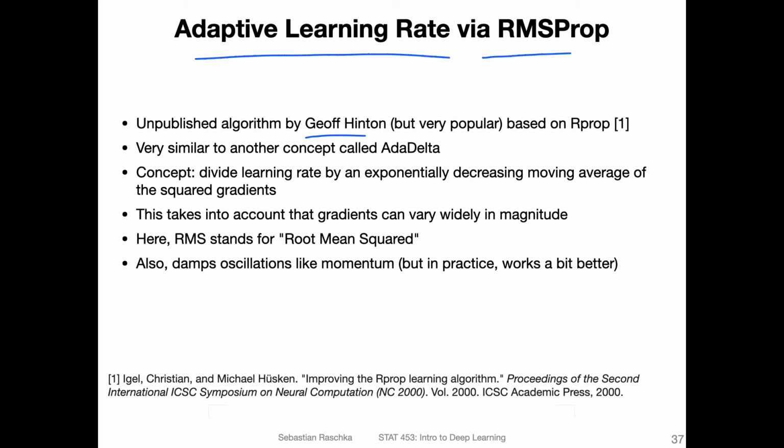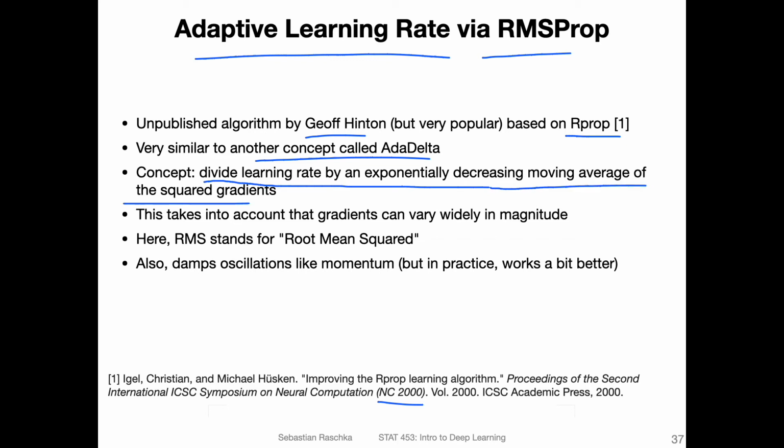It has been mentioned in one of his talks, and people started using that, and it performed pretty well. It's essentially a modification of RProp, which was published in around 2000. It's also relatively similar to another concept called Adadelta. So the main idea behind this RMS prop, I'm mentioning it because it will be relevant when we talk about the Adam algorithm.